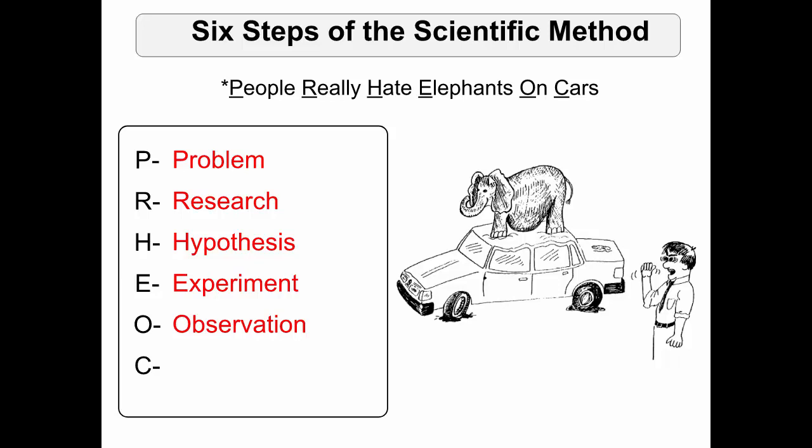And finally, the last C stands for? Conclusion. Conclusion. All right. So what do all these words mean? That's what we'll talk about next. So problem, research, hypothesis, experiment, observation, conclusion. Those are the steps you'll have to know.